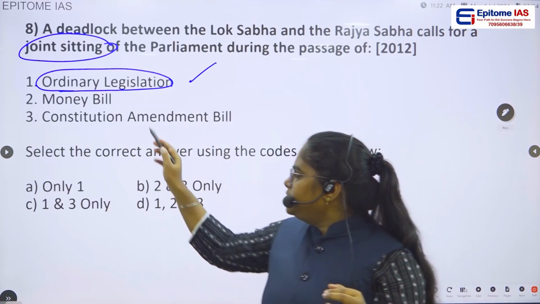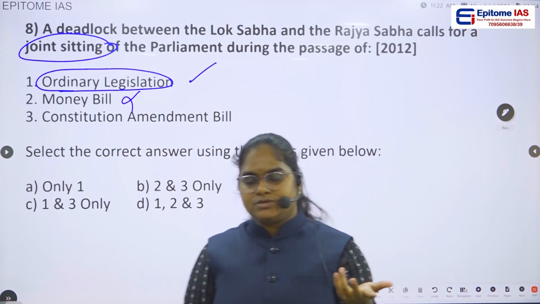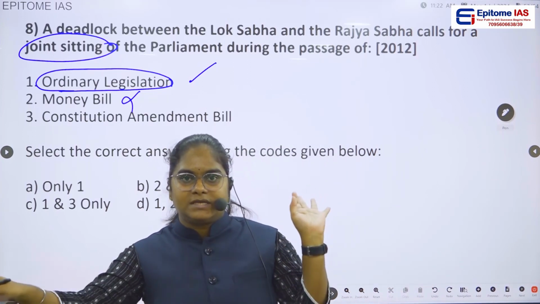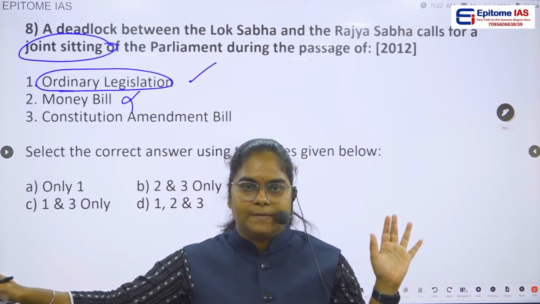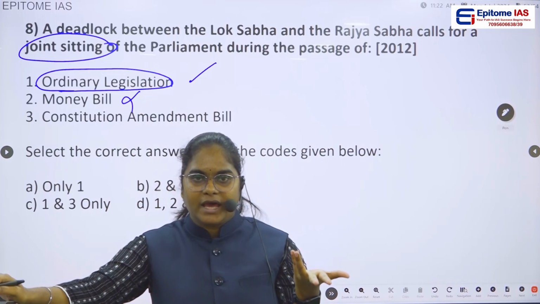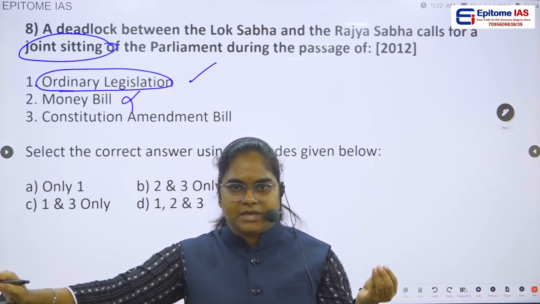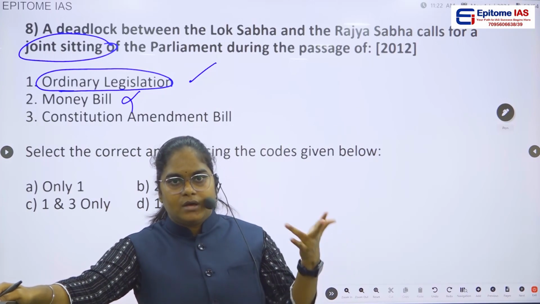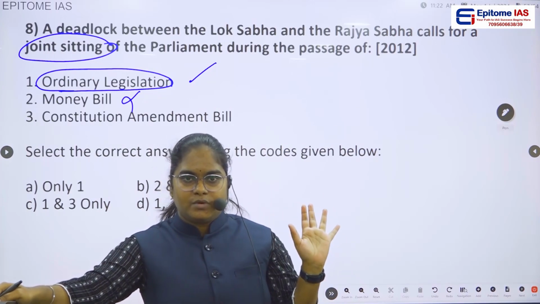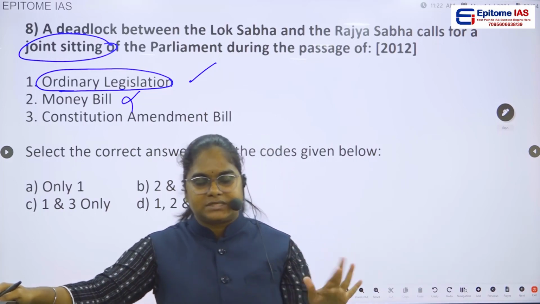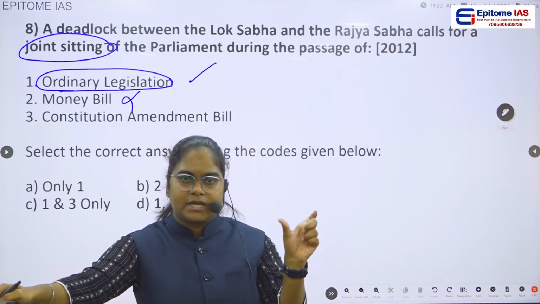Then money bill. In case of money bill, there is no provision for joint sitting. Why? Let's say when the Lok Sabha has passed the bill and it is transmitted to the Rajya Sabha, the Rajya Sabha does not have any power. It can only make a recommendation. It does not have any other power. It can't amend or reject the bill. Once it makes a recommendation, it's up to the Lok Sabha whether to accept or reject the recommendation.